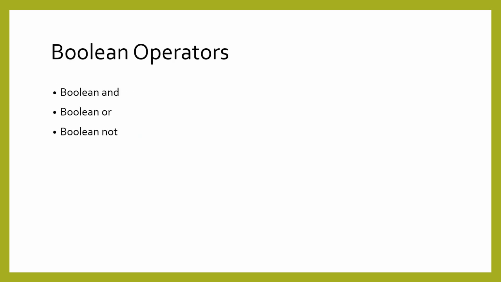In the same way we can add and subtract numeric expressions together, we can also combine Boolean expressions together. There are three operators for this: and, or, and not.